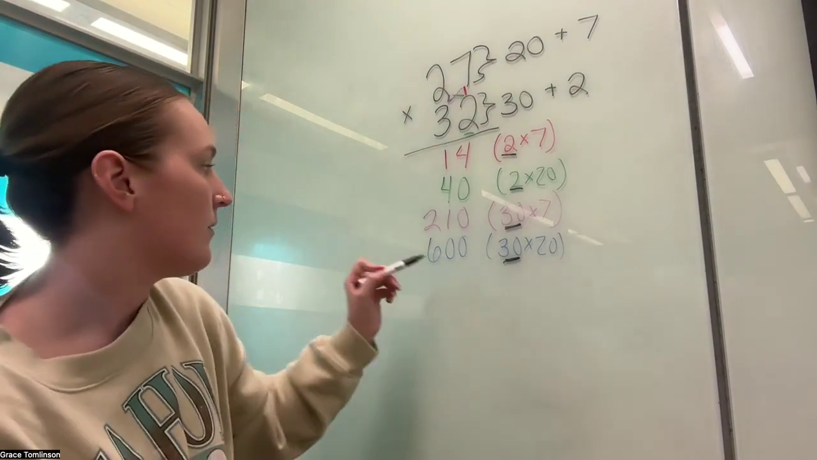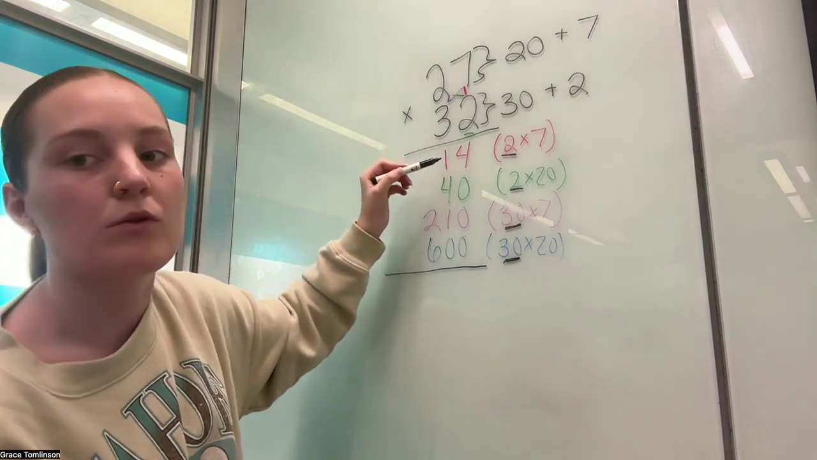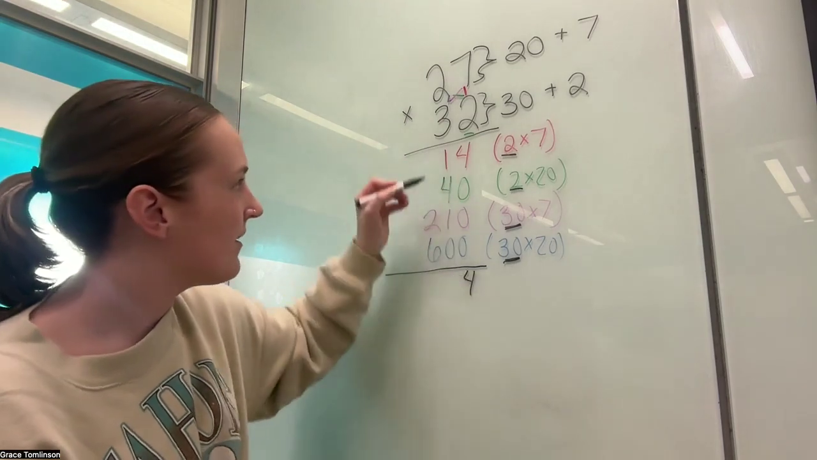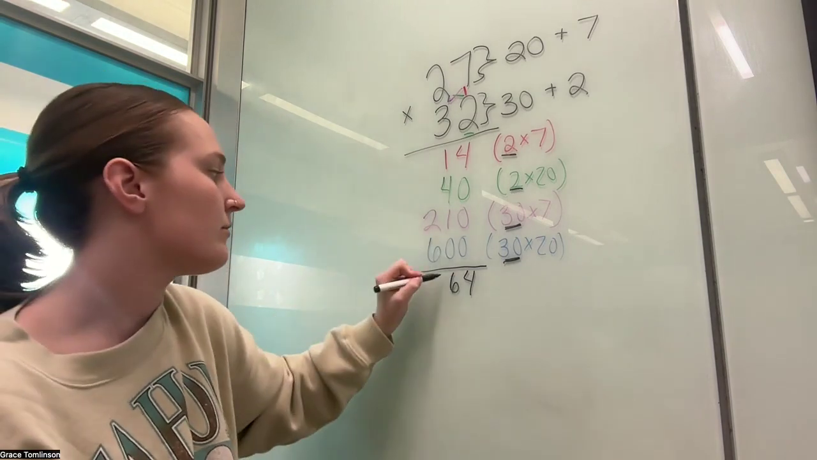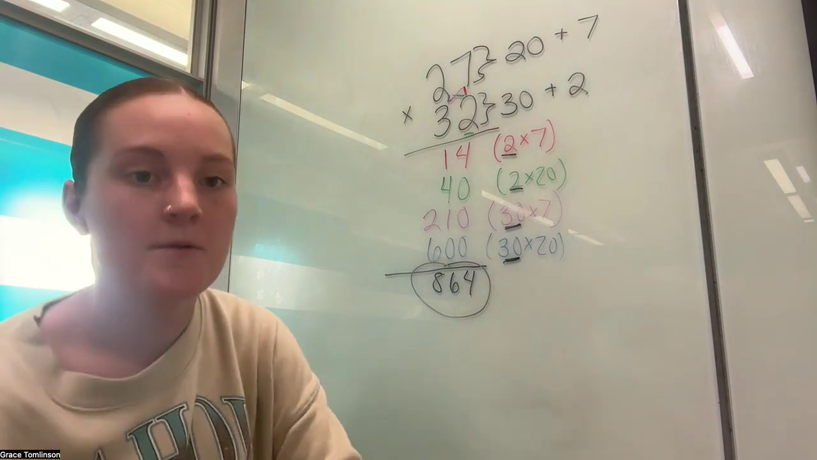Now, we have to take each of these and add them together for our total product. So 4 plus 0 plus 0 plus 0 is 4. 1 plus 1 plus 4 is 6. 6 plus 2 is 800. So our total product is 864.